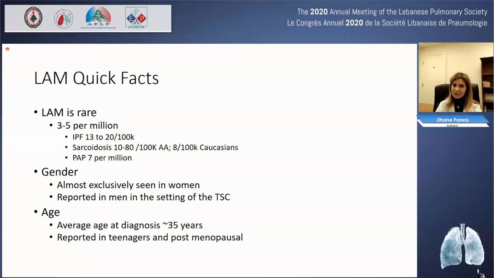In terms of gender, when I was the fellow, we used to say that LAM is exclusively seen in women, but now we changed the wording to say almost exclusively, just because there are case reports of LAM in men in the setting of tuberous sclerosis complex, but there is maybe one case report of a male with sporadic LAM. The average age at diagnosis is 35 years, but LAM has been reported in teenagers and postmenopausal women.